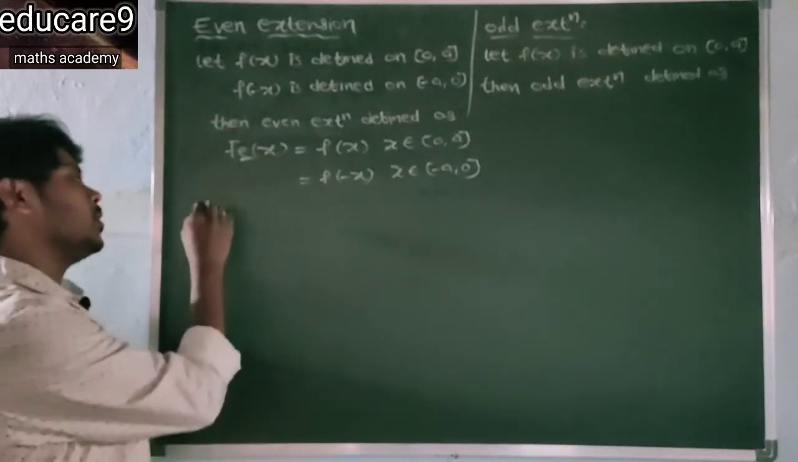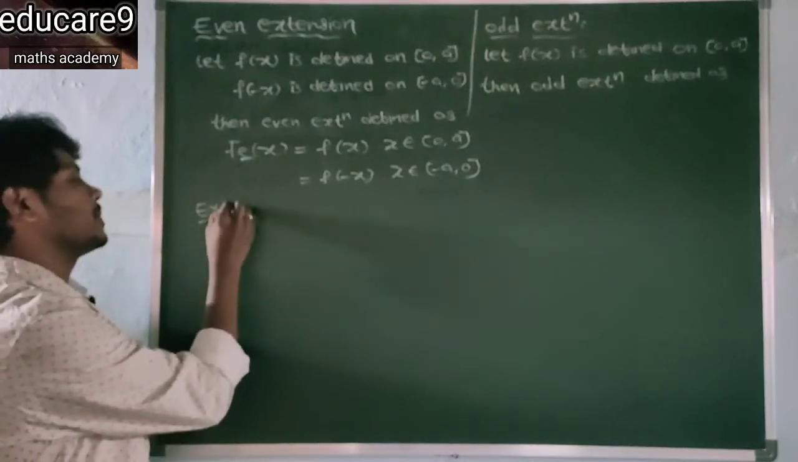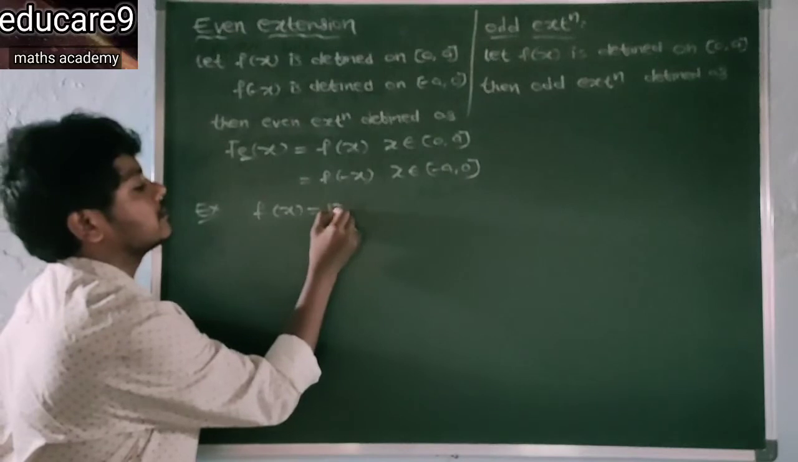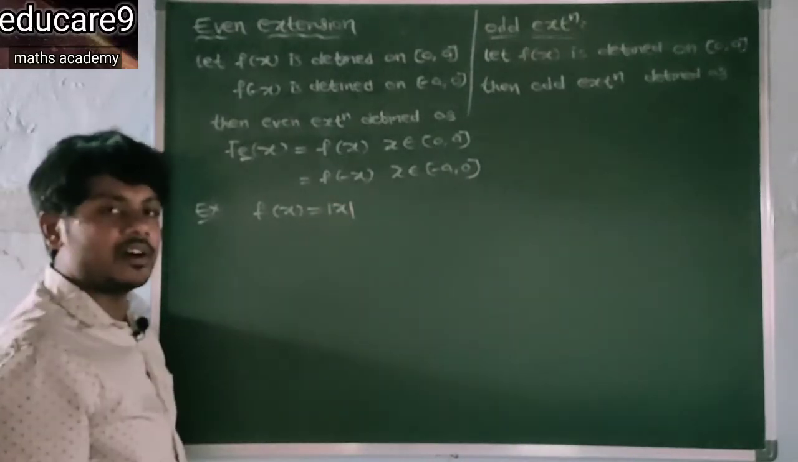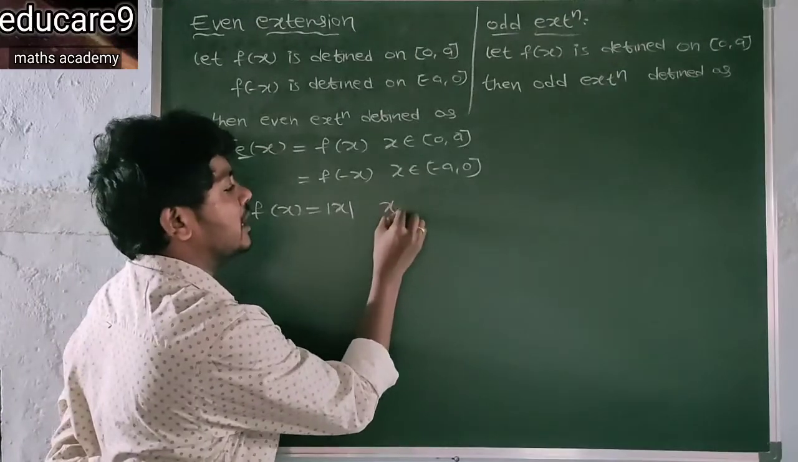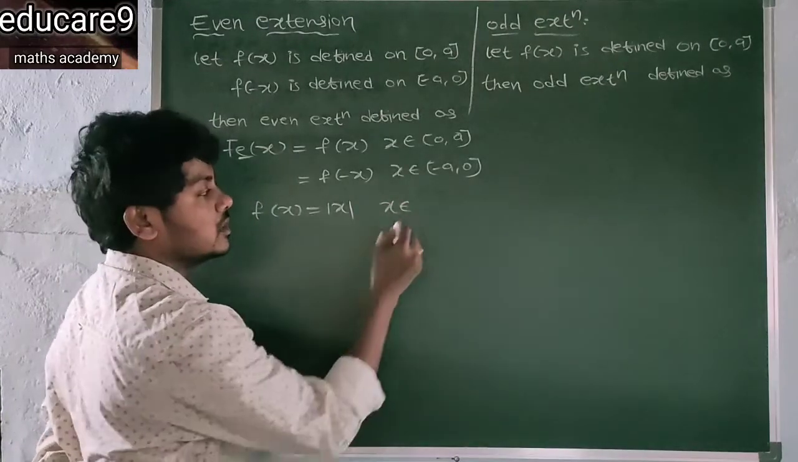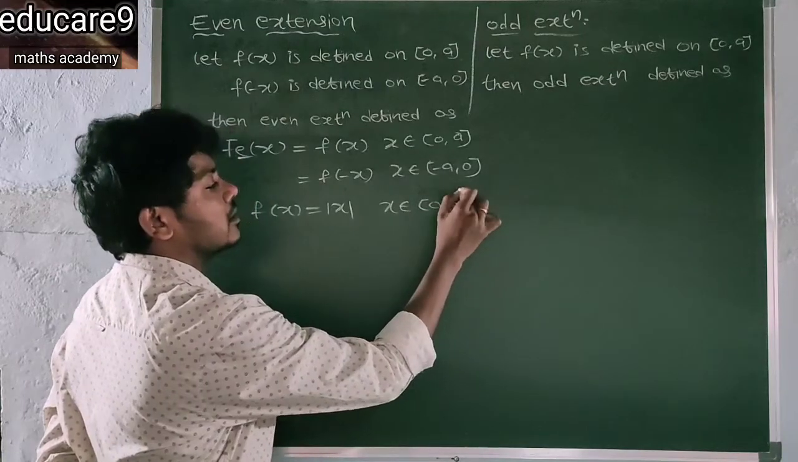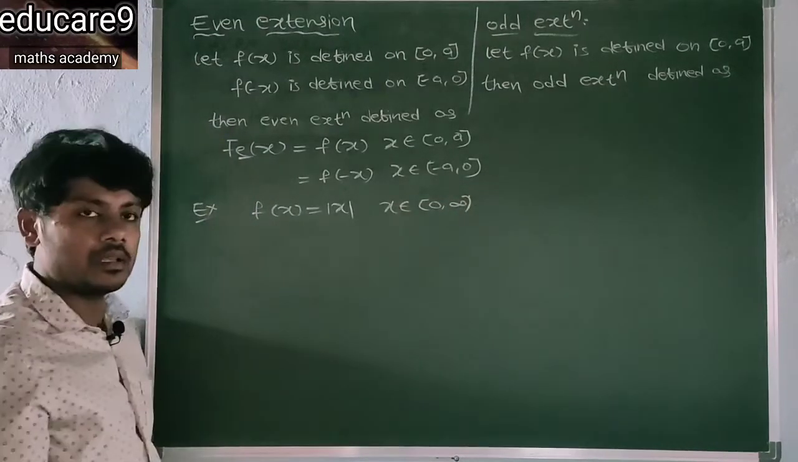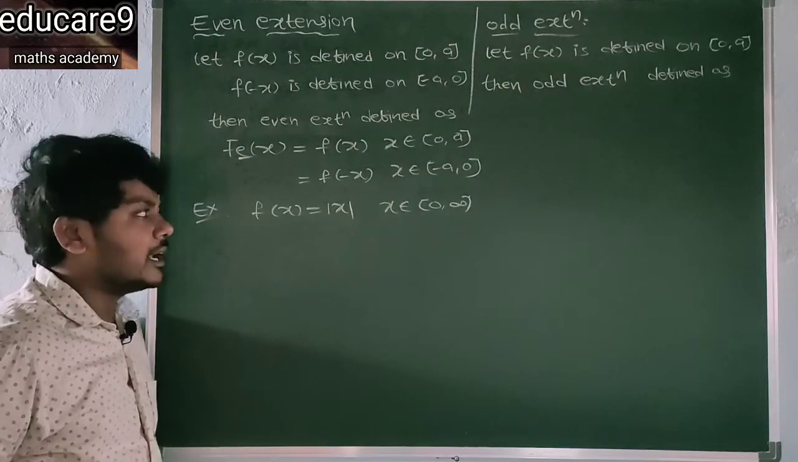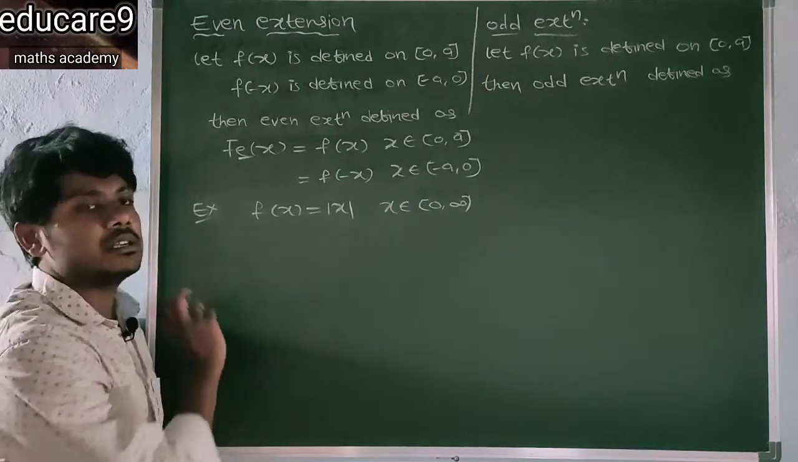So for example, f of x is equal to mod x, where x belongs to the closed interval 0 comma infinity. So this is the given function f of x. Now draw the graph of this function.